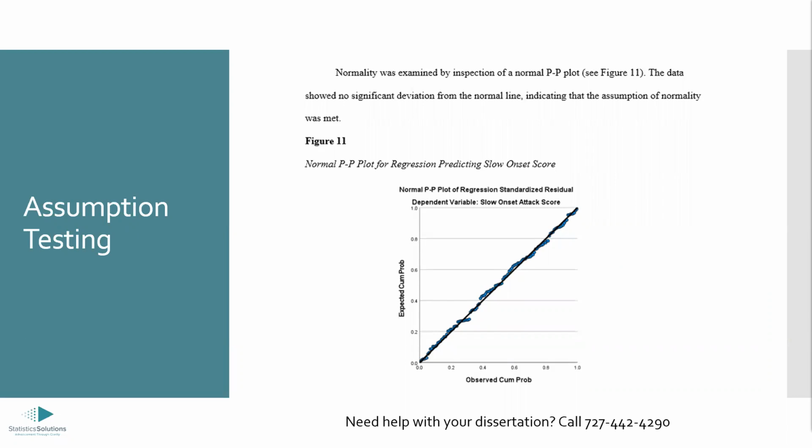So here we're testing normality, and we're doing it by presenting a normal probability plot. And we state here that normality was tested by inspection of this normal PP plot. We present the plot in a figure here. We state that the data showed no significant deviation from the normal line, so we interpret what is in the plot. So we are stating the result of the test. And then we give an indication of whether the assumption was met or not. In this case, the assumption is met because the data appear to follow the normal line.